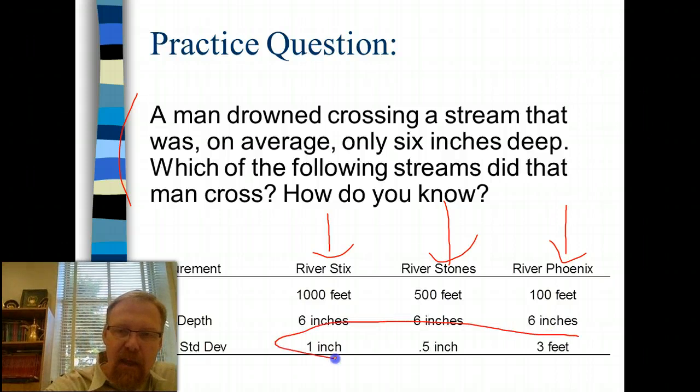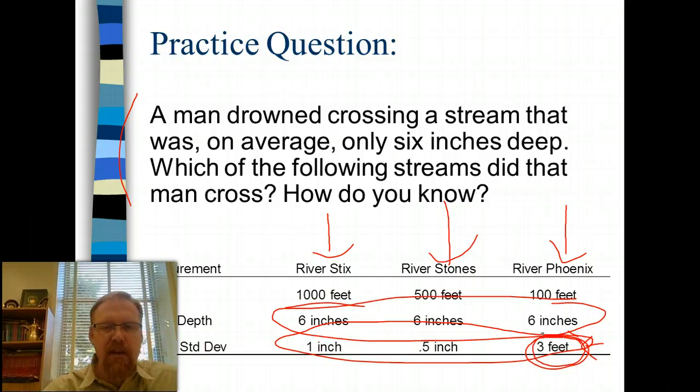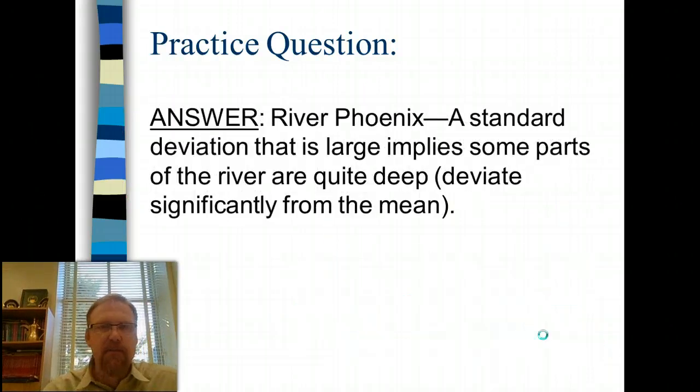Well, I'll give you the key. They're all 6 inches deep. Width is there. But most importantly, look at this. 3 feet standard deviation for the River Phoenix. Guess what? A standard deviation that is large implies some parts of the river are quite deep or deviate significantly from the mean.